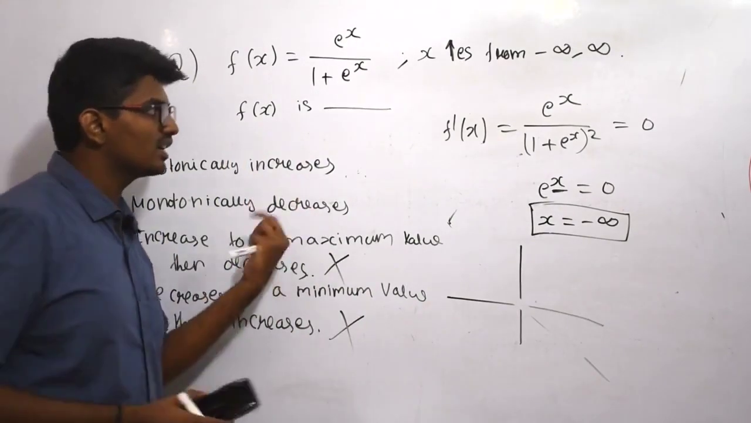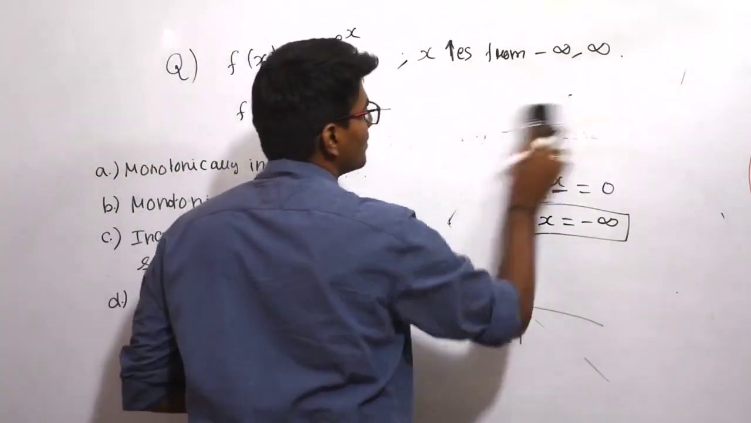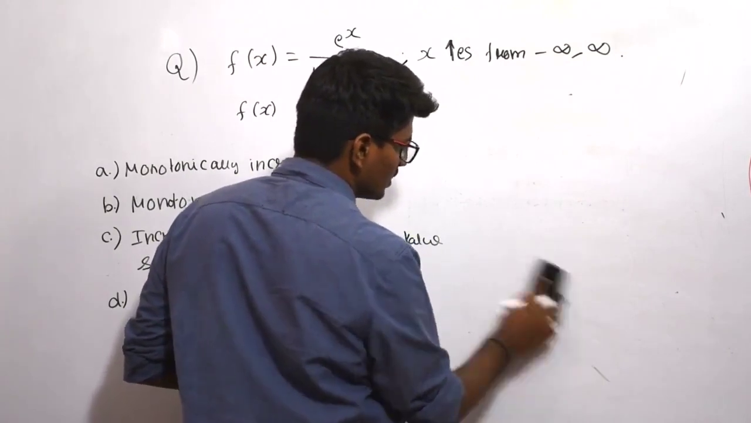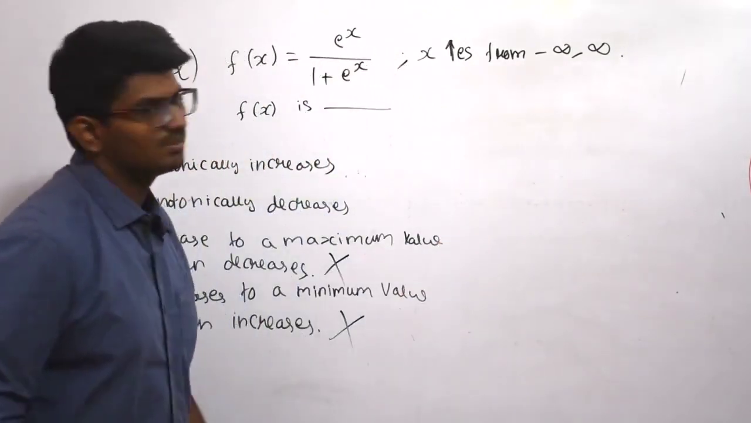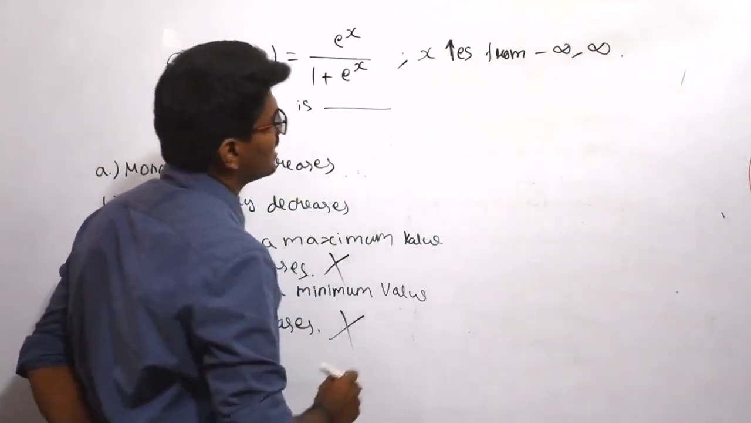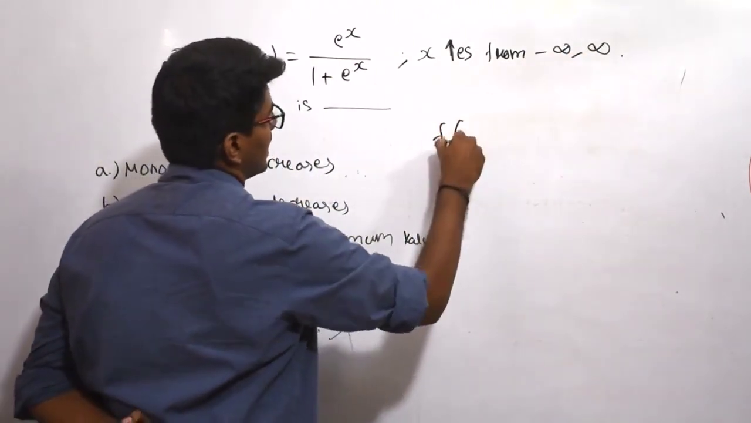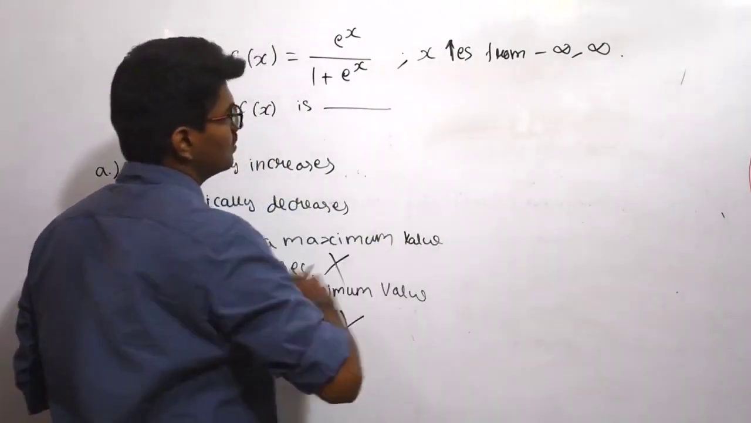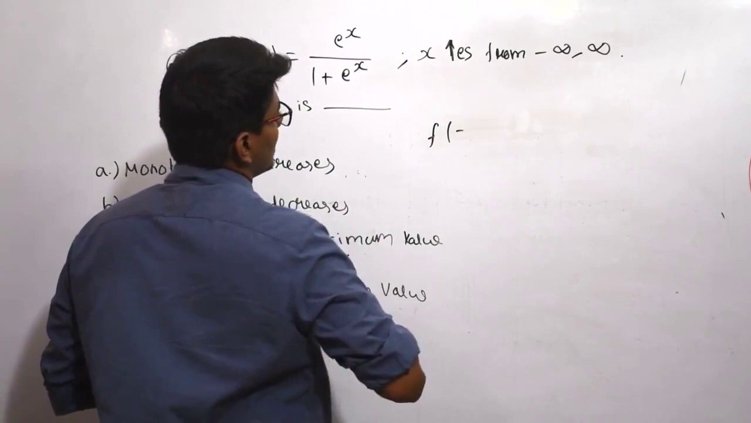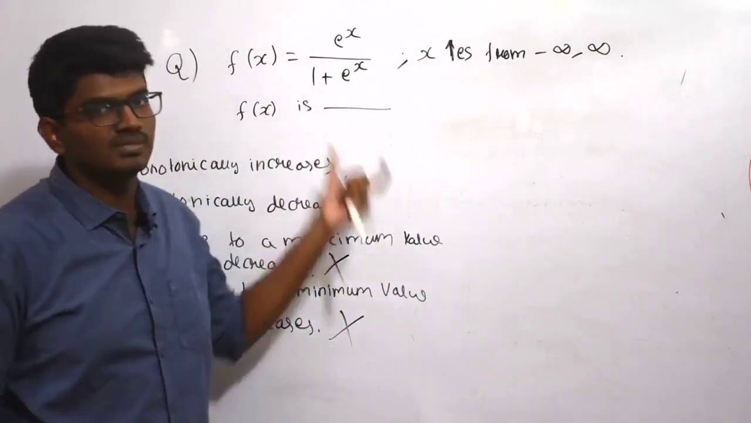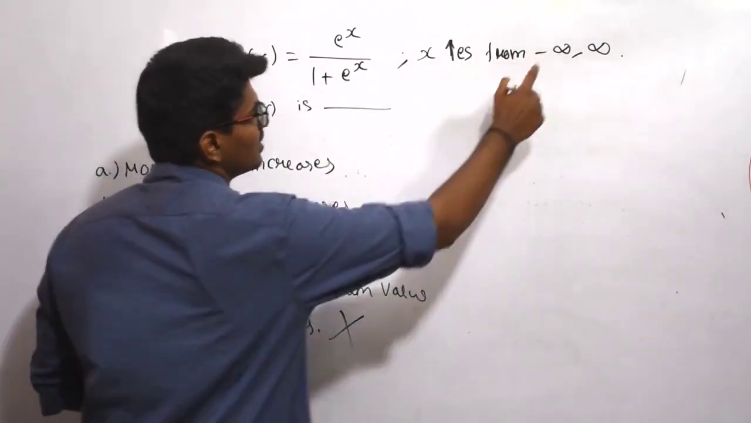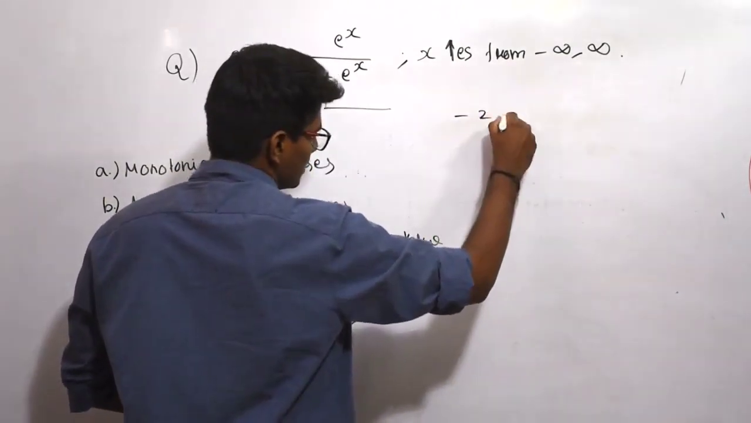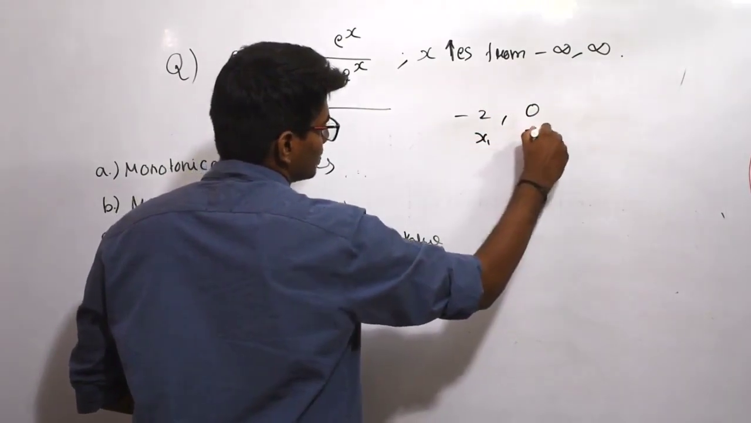How to find whether it is increasing or decreasing? Now we can apply it very simply. Take any 2 points, or simply you can substitute minus infinity and infinity itself in f of x. But that is also not needed. We are very sure that f of minus infinity is going to have some value, right? So we can take some value between minus infinity and infinity. For example, let me take minus 2 and 0. It is x1, it is x2.